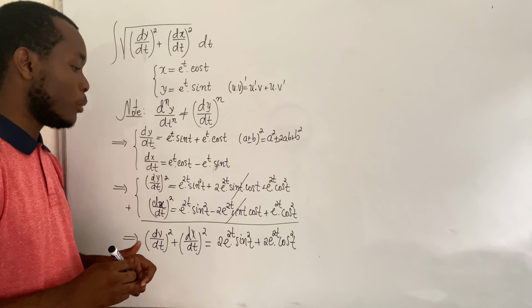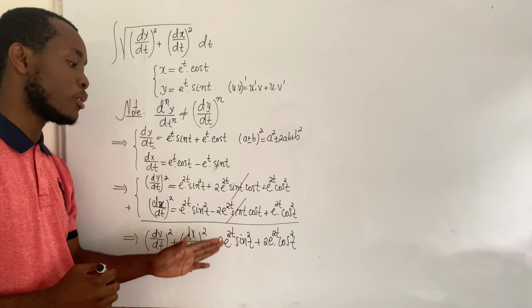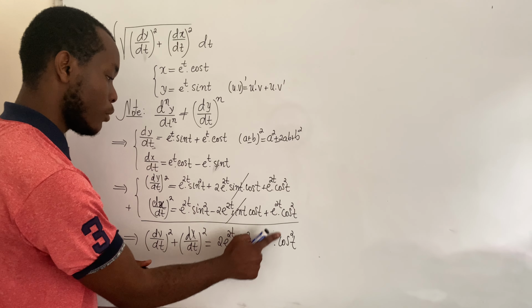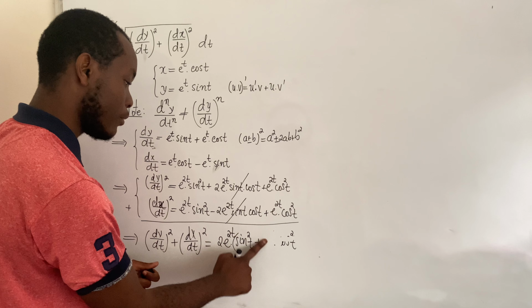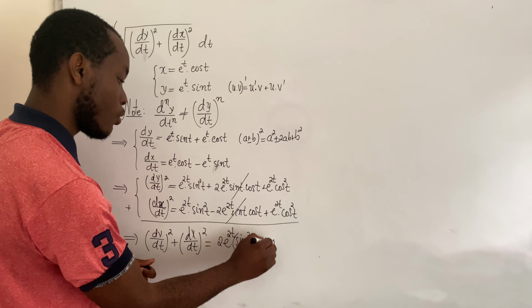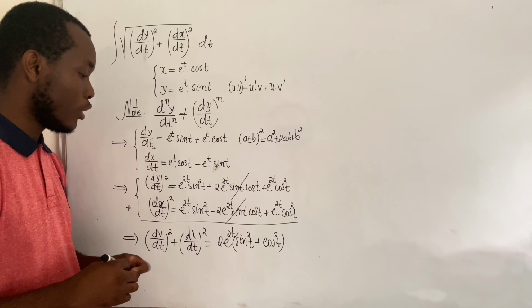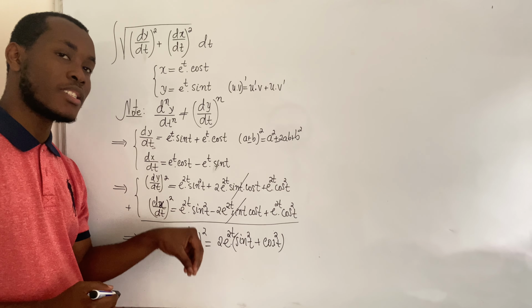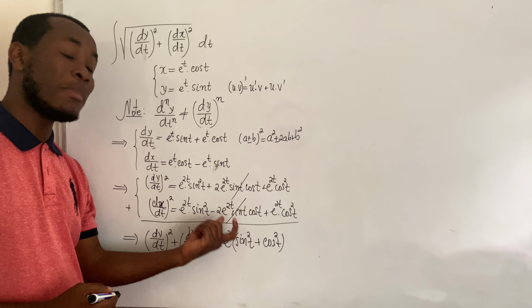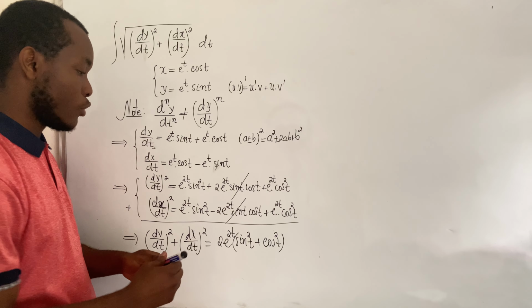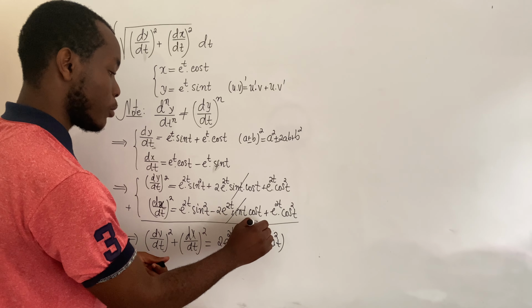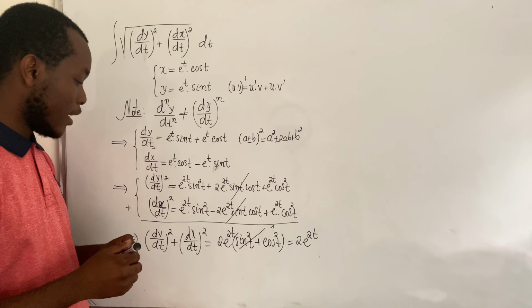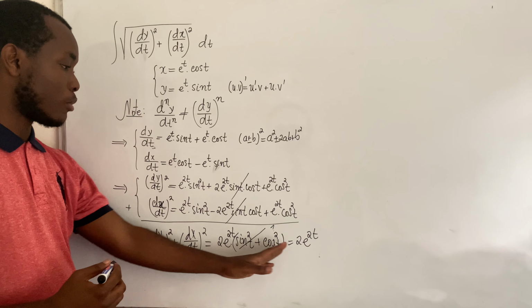Now we realize that we have 2 and Euler in both expressions, so we can factorize. If we factorize 2 Euler to the power 2t, we can put brackets here, so this will be sine squared t plus cos squared t. According to the fundamental trigonometric identity, the sine squared of an angle plus the cos squared of the same angle is always 1. So that means this expression will be 1, and we are only left with 2 Euler to the power 2t. So the expression inside the square root is equal to this expression.